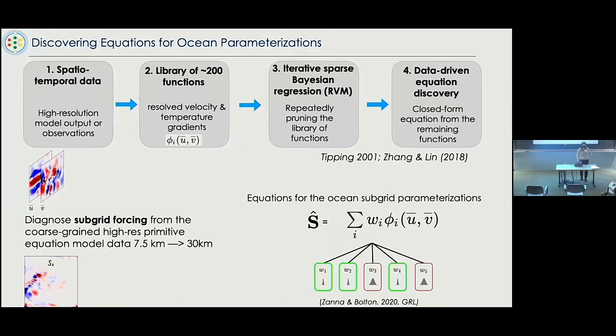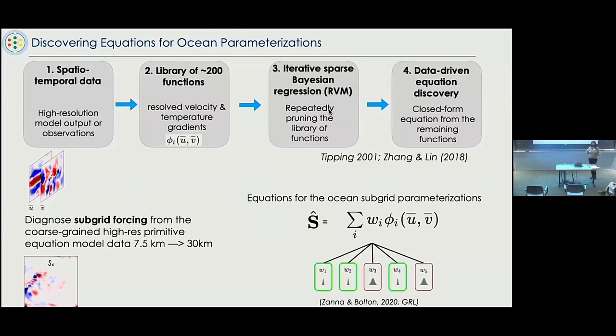So here we've done the same kind of exercise that I told you before. We take a high resolution simulation, we coarse grain it, we capture this subgrid momentum forcing, and then we basically build a library of functions. Again, we have to be careful because we're going to give it derivatives, so we're trying to do it using exactly what the model grid does. We are trying to remain faithful to the numerics over which we take the data and learn from. So we give the algorithm a bunch of basis functions, velocities, gradients of temperatures, and so forth. We didn't use SINDy, we used a sparse Bayesian regression, a relevance vector machine.